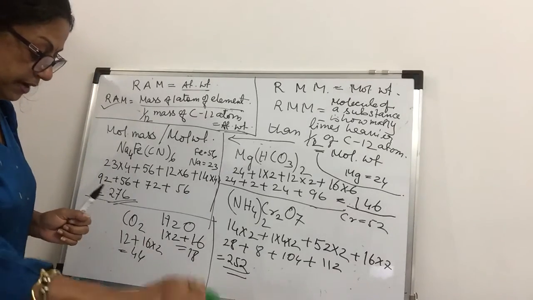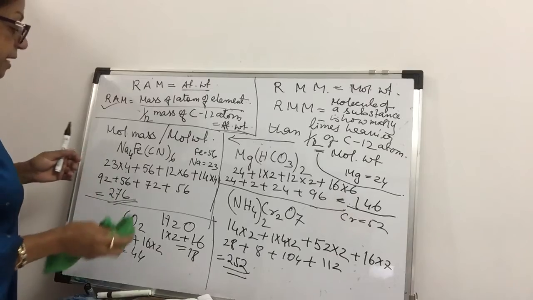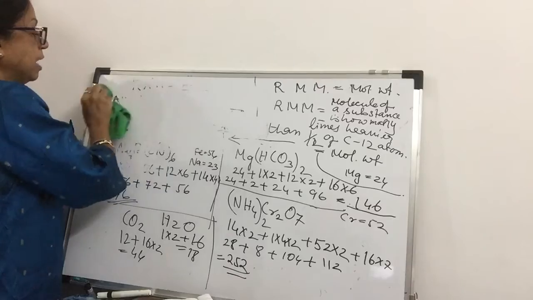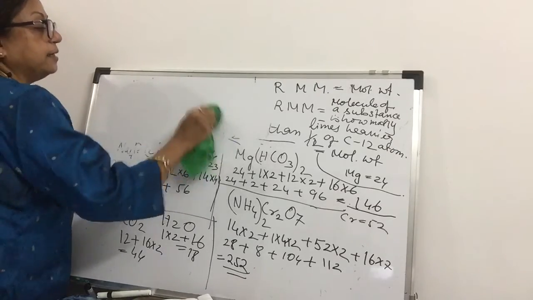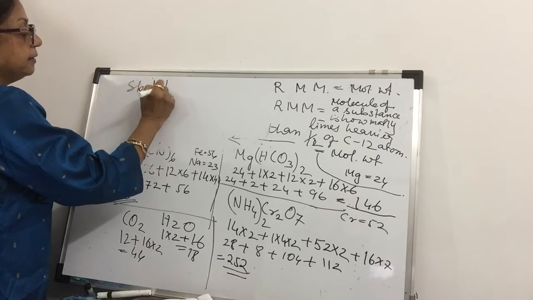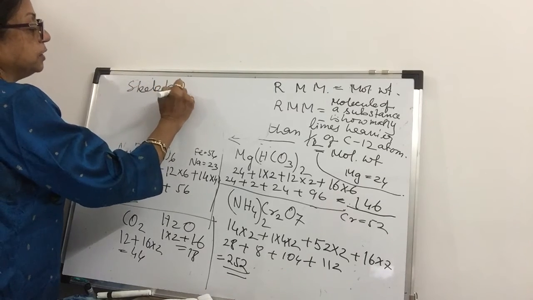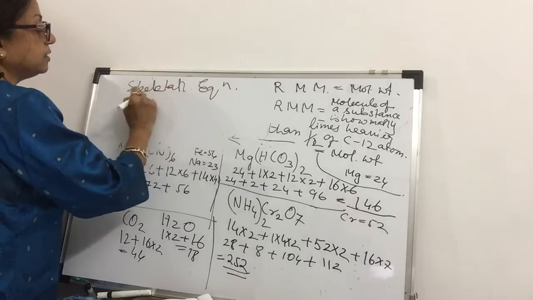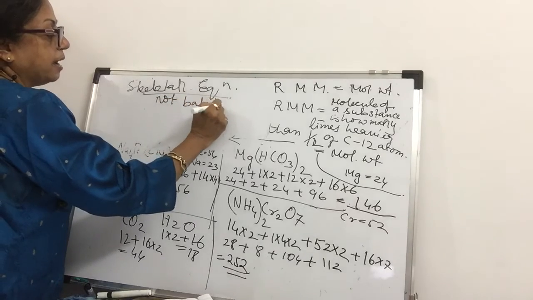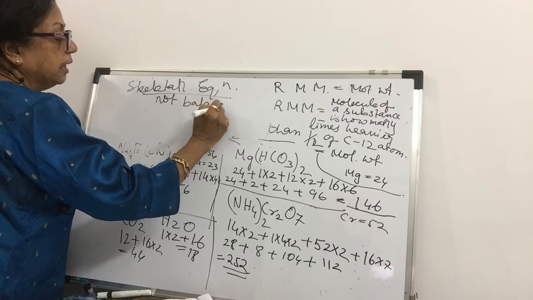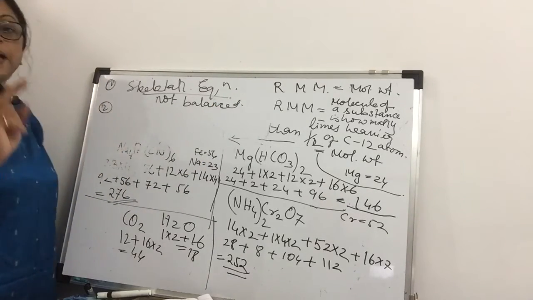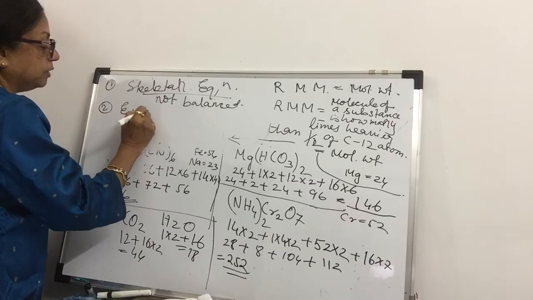Then comes another very interesting thing that I wanted to tell you. These are the examples, and here I'll tell you what a skeletal equation is. Skeleton equation means it is not balanced. Then comes another one: when you take empirical formula, how do you do empirical formula?